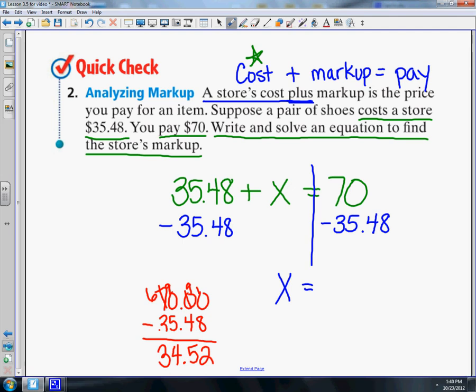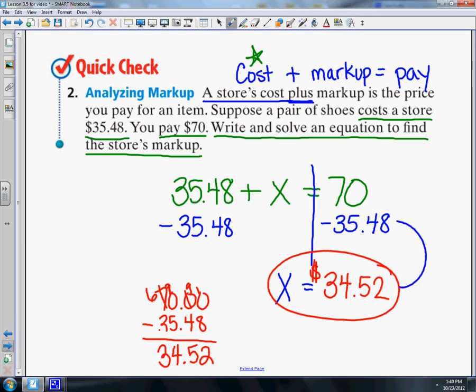34.52. So 34.52 is what the store's markup is. $34.52. Now, if you want to check that, you add that back to this.